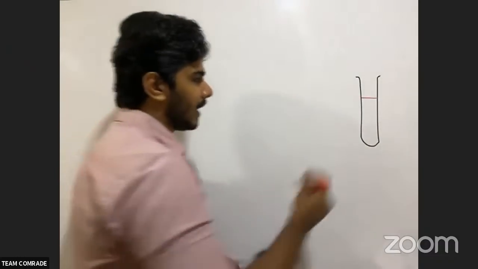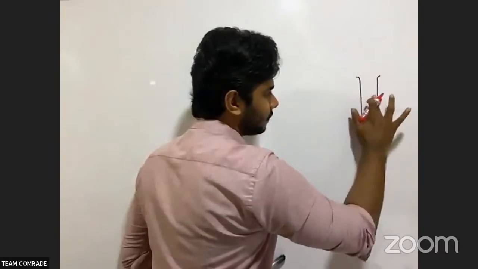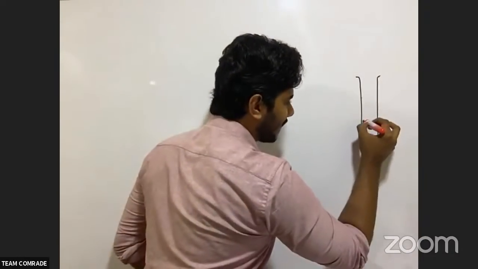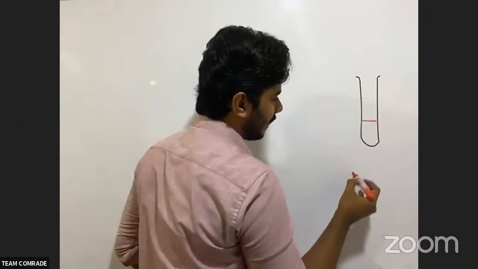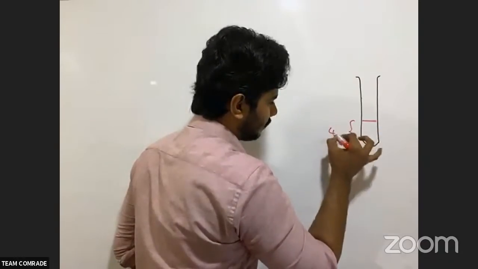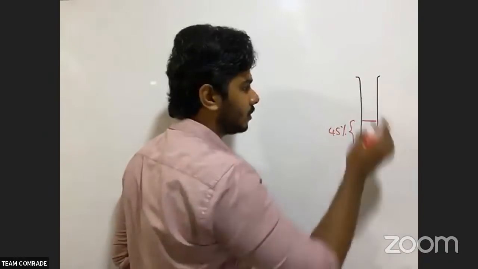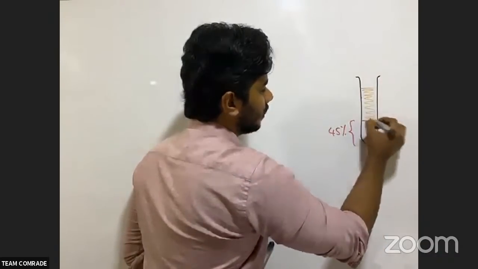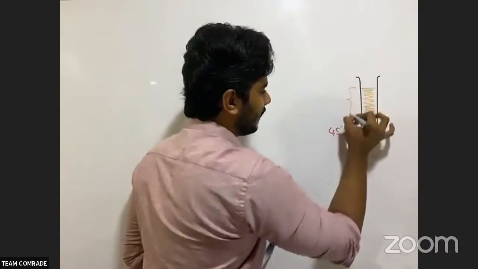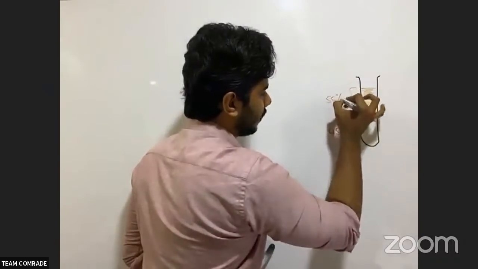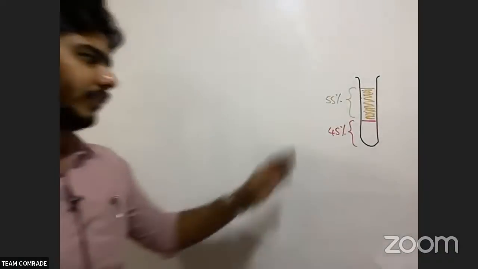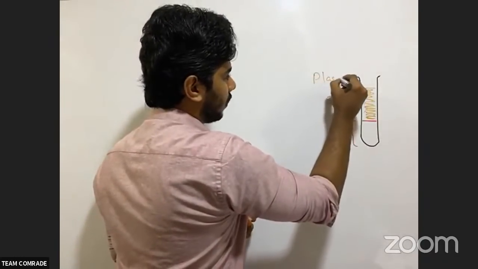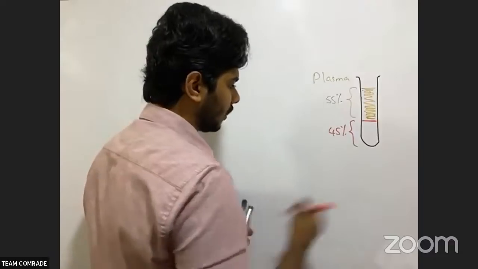If I put the blood in the centrifuge machine, it separates the blood into two parts. One is the blood cell part that we call corpuscles, which is nearly 45% of the total blood that I took out. And then I have the plasma, which is nearly 55%. So out of this 100%, 55% is the plasma. Then this we call corpuscles, that means the blood cells part.